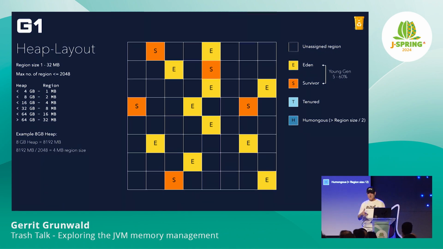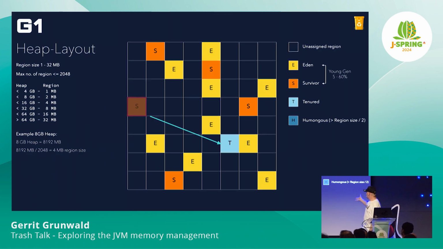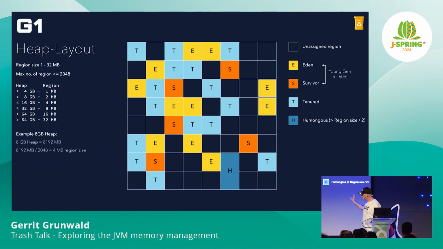We have the survivor spaces. If we have lots of survivor spaces, we copy them around, and then at some point, if the survivor spaces are filled up, they become a tenured region. And then this continues, and in the end, it can look like this. And even for huge objects, we have so-called humongous regions, right? The definition is here on the right side. If an object is bigger than half of the region size, then it gets a humongous region. These are not going through Eden, Survivor, and Tenured. They are just staying there as they are.